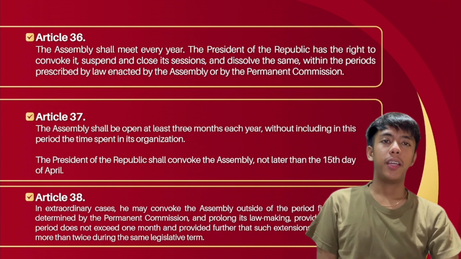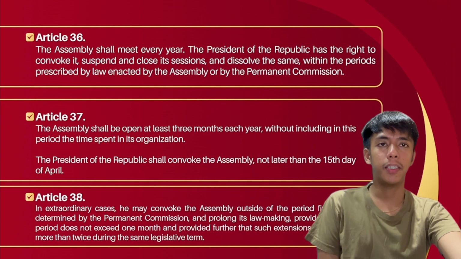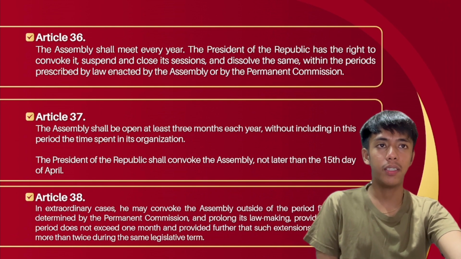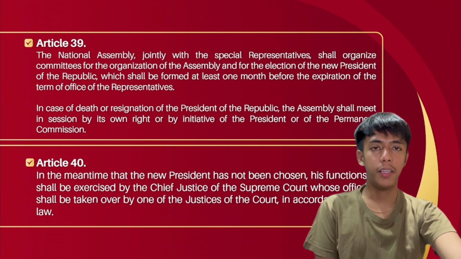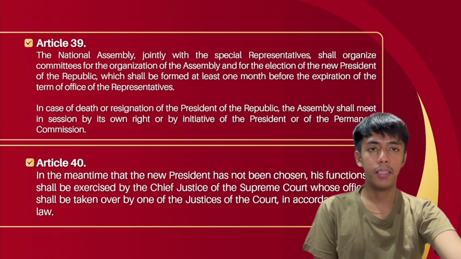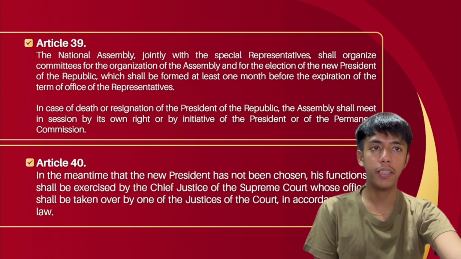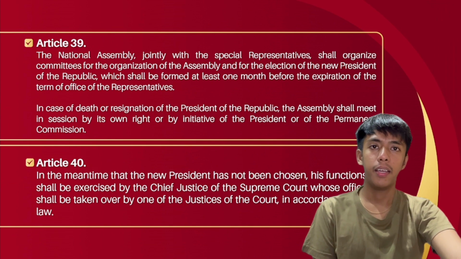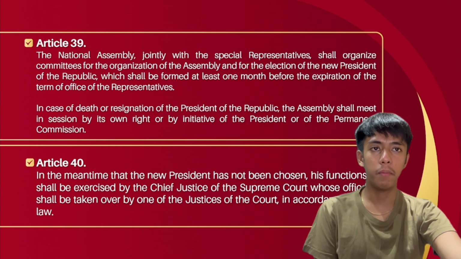In Article 38, it states that in exceptional cases, the Assembly may be convened outside the regular schedule and its session extended up to 1 month, but no more than twice per legislative term as decided by the Permanent Commission. In Article 39, the National Assembly and special representatives will form committees to organize the Assembly and elect a new president at least 1 month before the representatives' terms end.